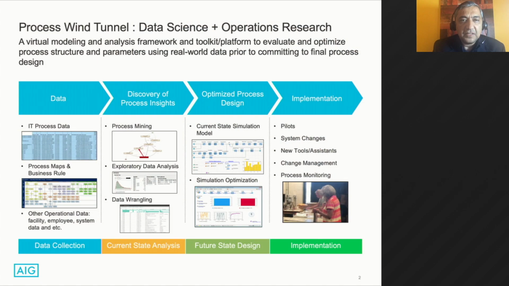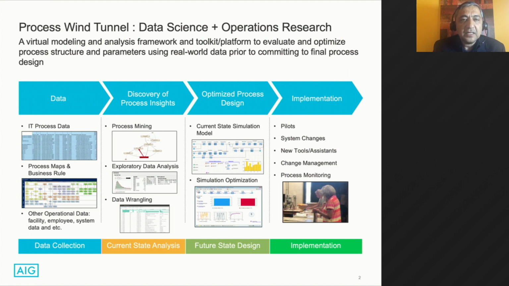So what is Process Wind Tunnel and why do we call it a wind tunnel? Many of you know that wind tunnels are used to design race cars and aircraft. The idea is that you build a model of these cars and aeroplanes before you actually send them to final production. This is metaphorical, and that's why we are calling it Process Wind Tunnel. We want to build a similar environment where we can test drive our process, do a lot of what-ifs, understand the best way to design the structure and the parameters of the process, and then actually put it in action. And we have four phases, and this is a very data-driven approach.